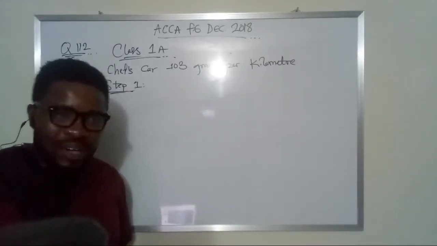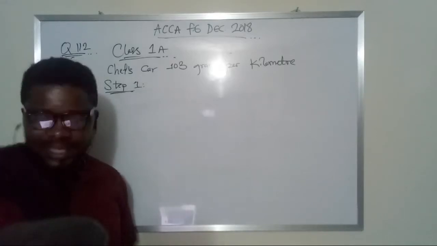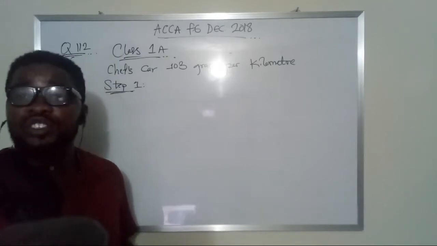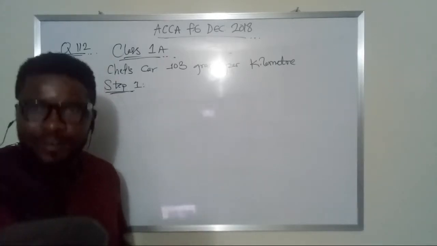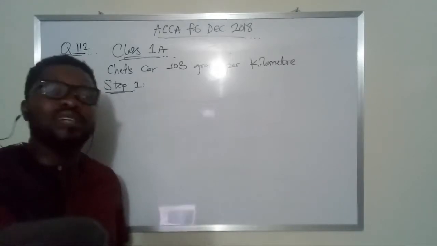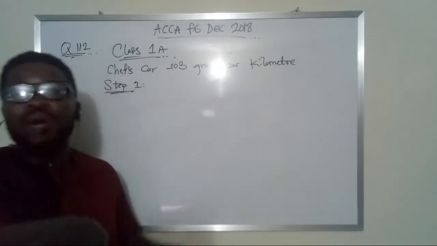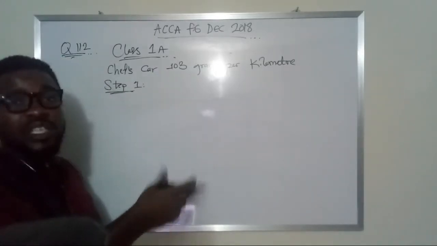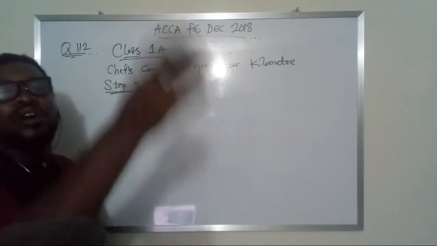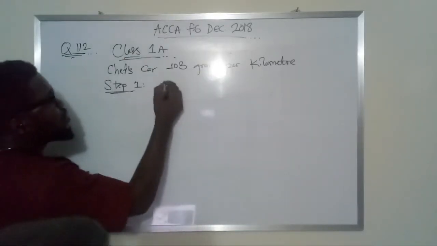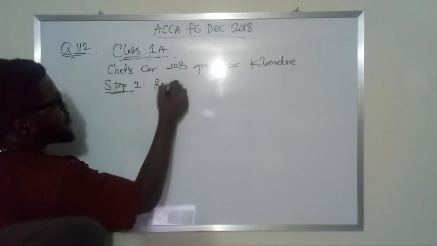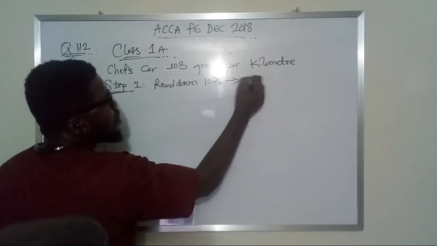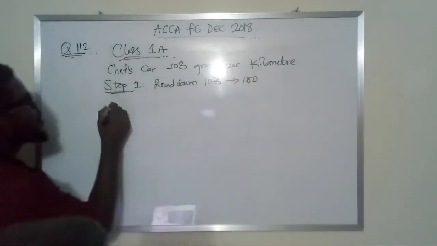you round it down to the nearest five. If it's 103, you round it down to 100. If it's 106, 107 or 109, you round it down to 105. So if it's 101, 102, 103, 104, you round it down to 100. So you say round down 103 to 100. Step 2.